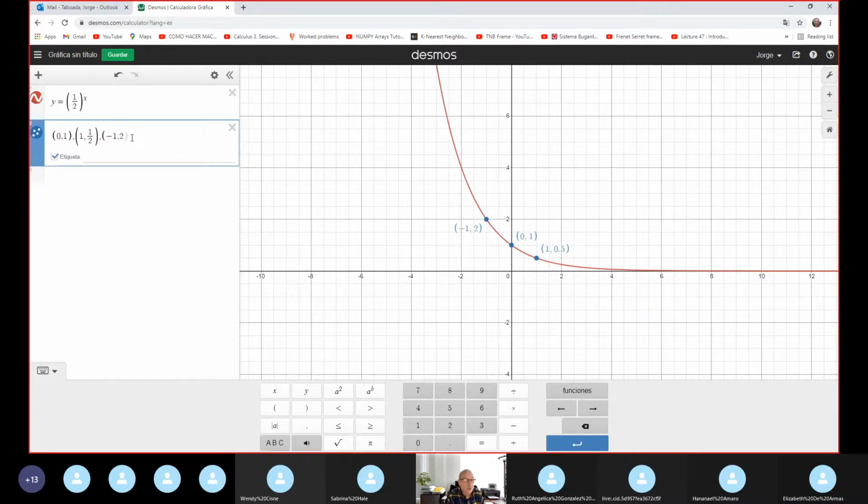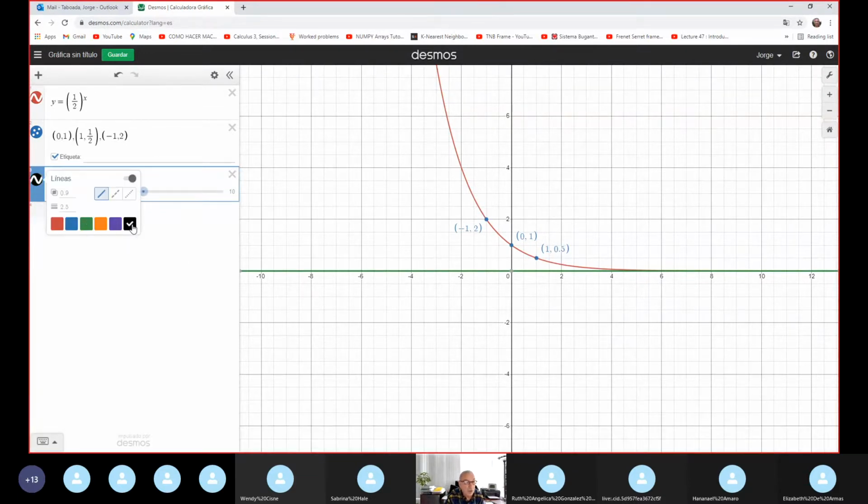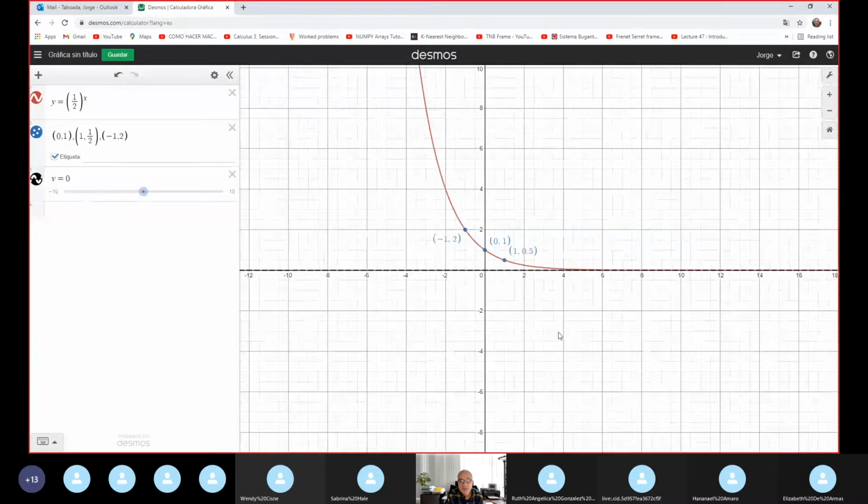And don't forget, extremely important, the horizontal axis, y equals 0. Always draw the horizontal axis in black color, dotted line, always, anytime. This is my first graph.